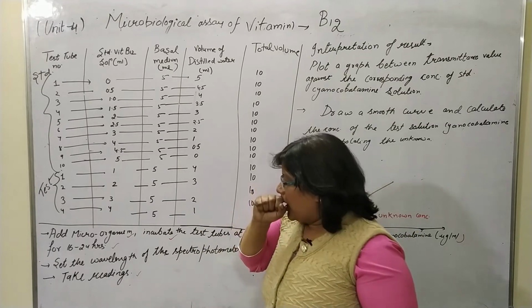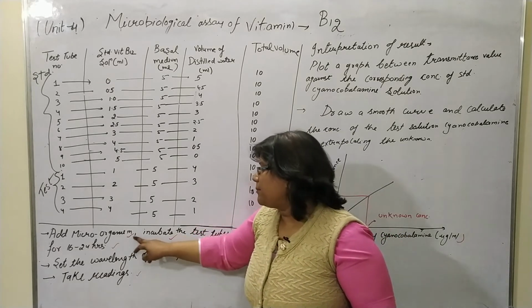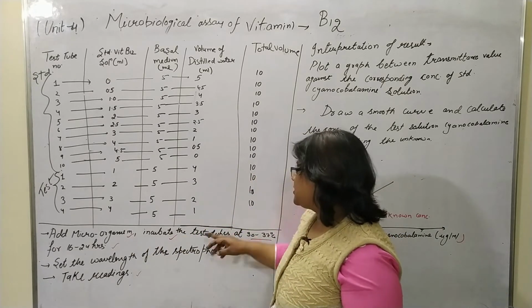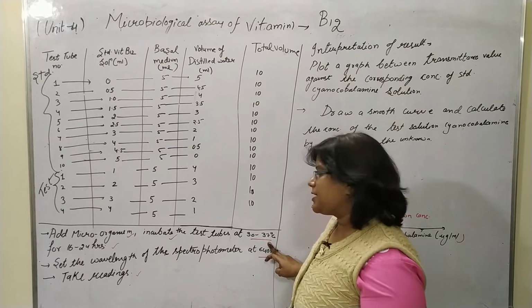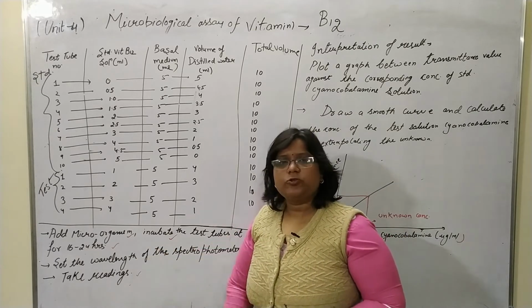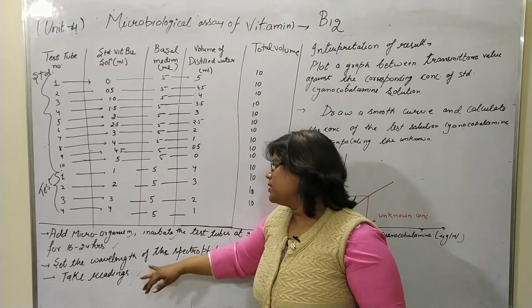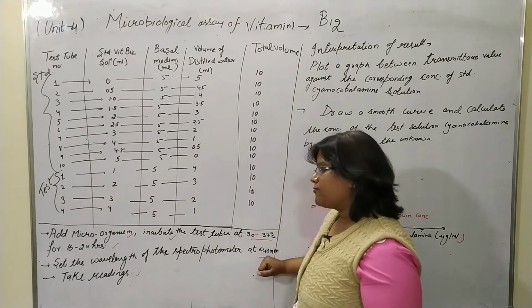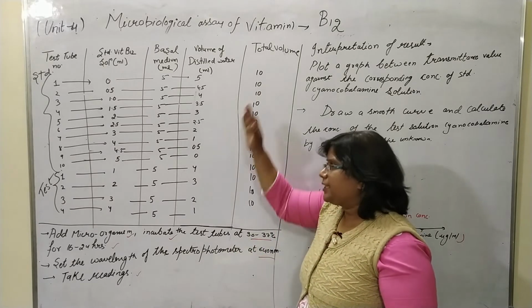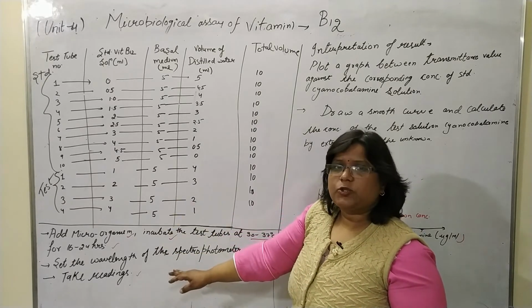Okay. After this, add the microorganism and incubate all the test tubes at 30 to 37 degrees Celsius for 16 to 24 hours. Now set the wavelength at 640 nanometer. Now take the readings for all the 14 test tubes.